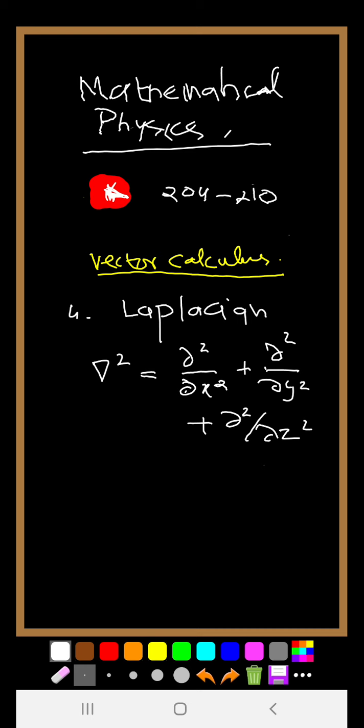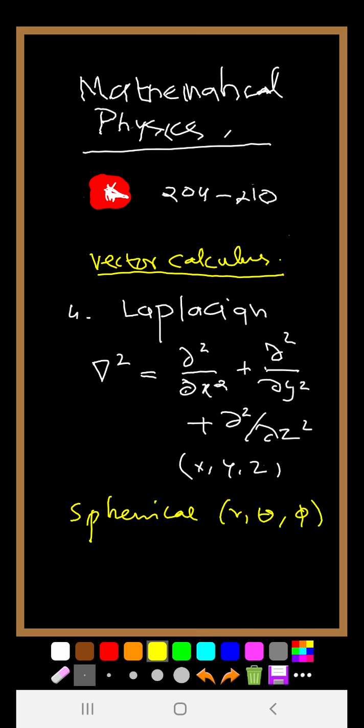This is for a Cartesian coordinate system, that means x, y and z coordinates. We can have a spherical coordinate system as well, with r, theta and phi, and we can have a cylindrical coordinate system as well, with r, theta and z. The difference between these two coordinate systems is as follows.